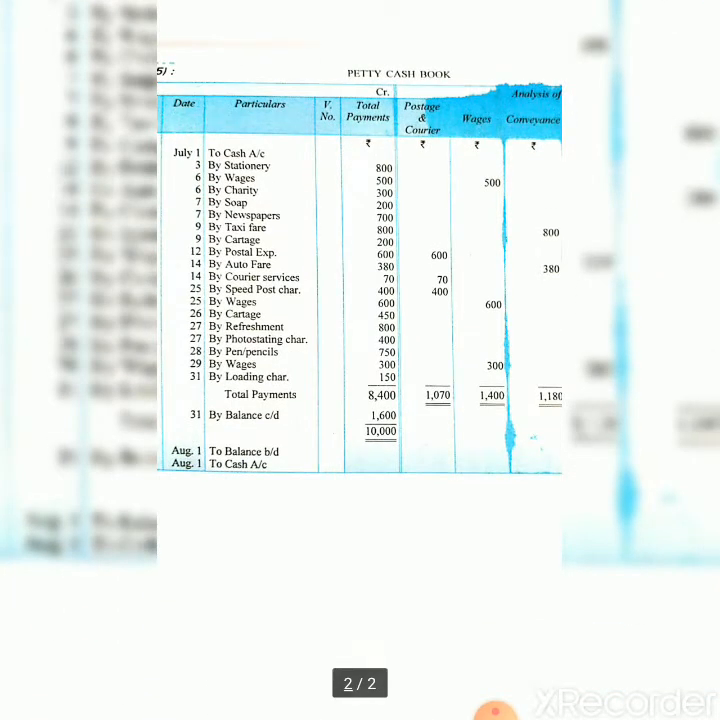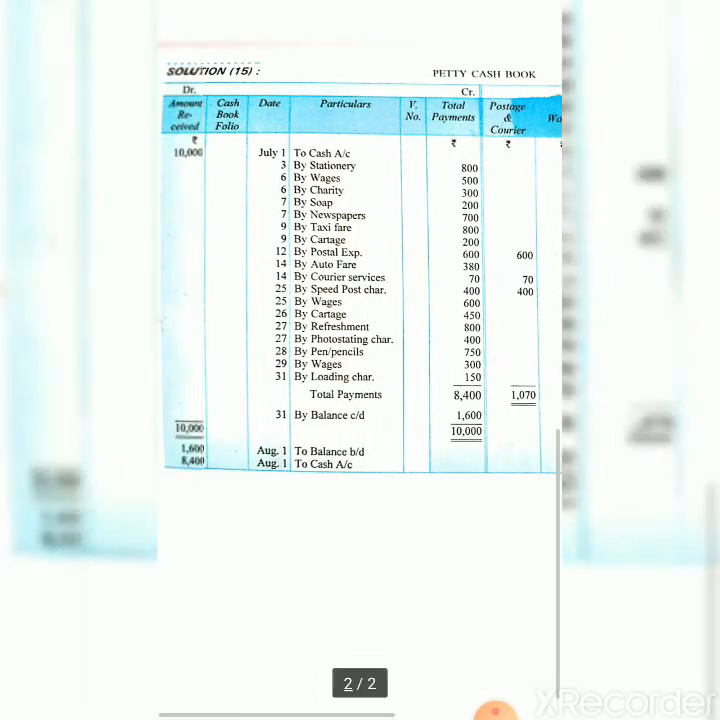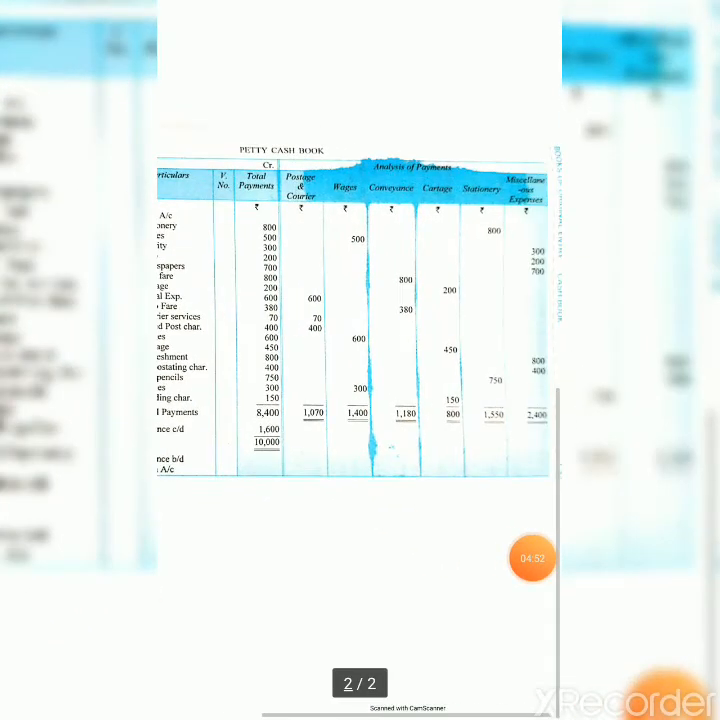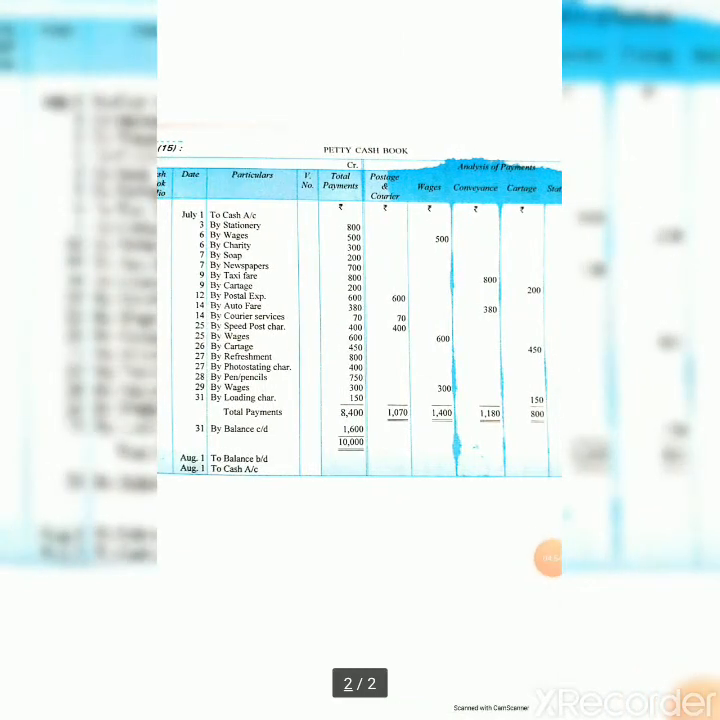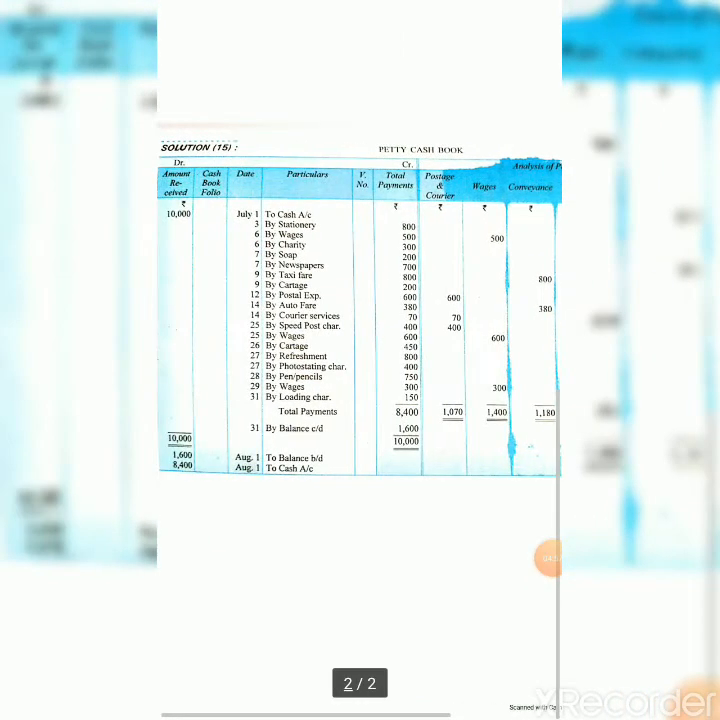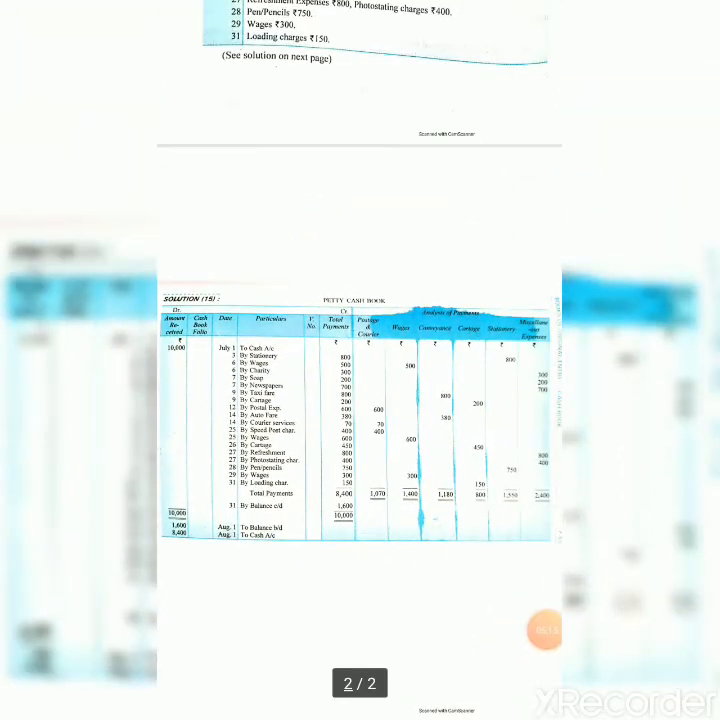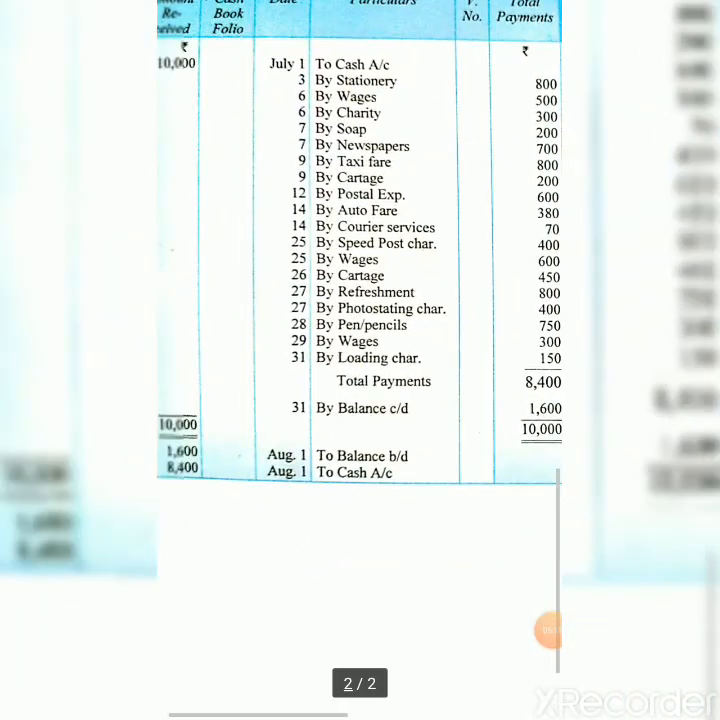At the end of the month, total payments are 8,400. So here is how we will balance. You can see here that 10,000 is written here, and here also 10,000 has been mentioned. Whatever is the balance will come here, that means 8,400 spent, so 1,600 remaining. By balance c/d we will write at the last day of the month, and all the postage, wages, conveyance, all we will total, so that we can understand how much has been spent for postage, wages, conveyance, cartage, stationery, etc. So like this, when we balance, then a to balance c/d figure will come.